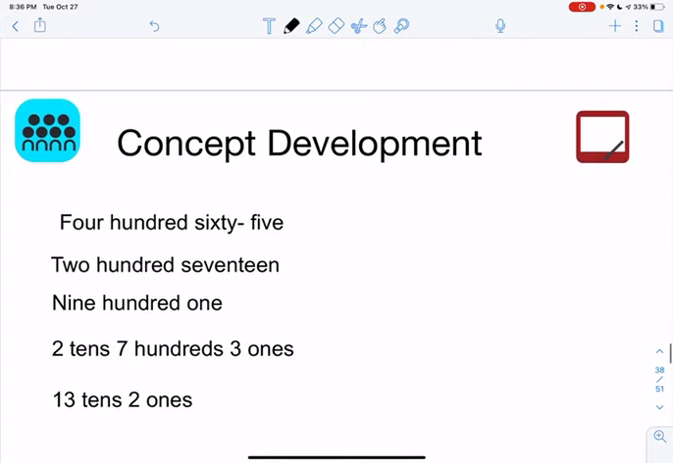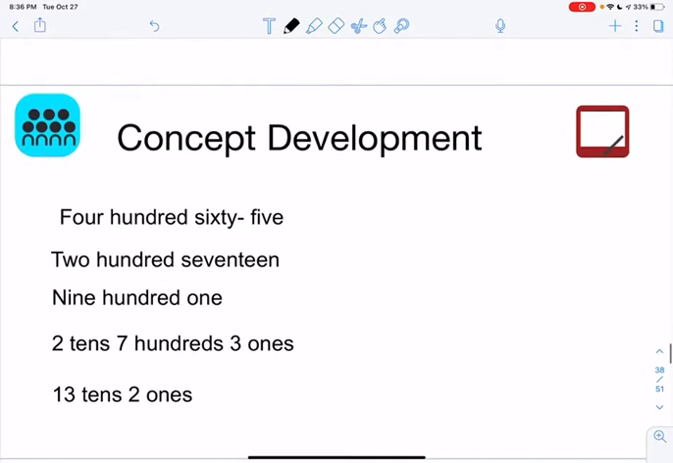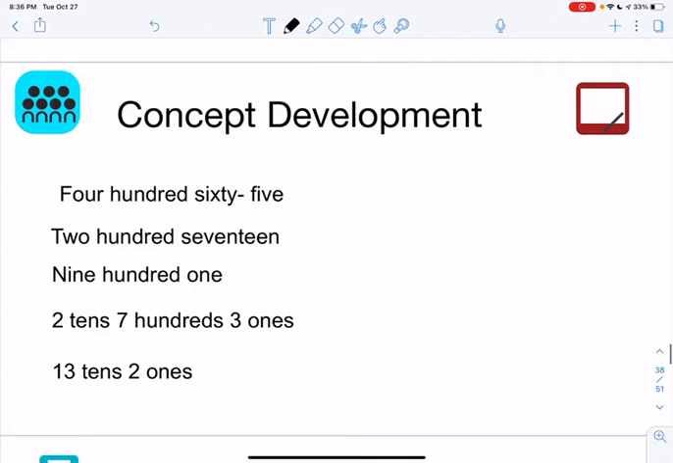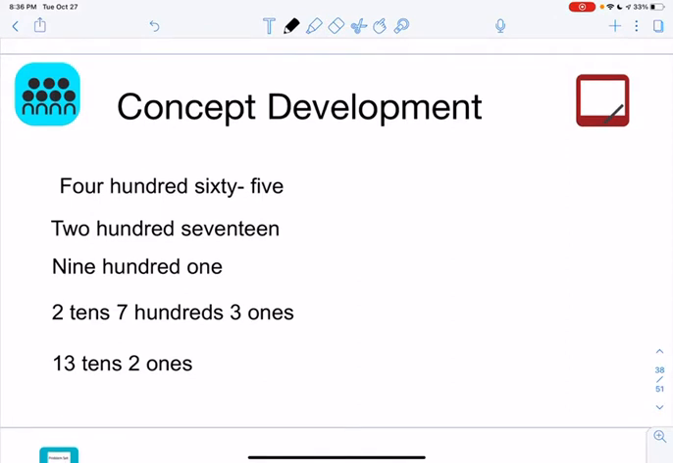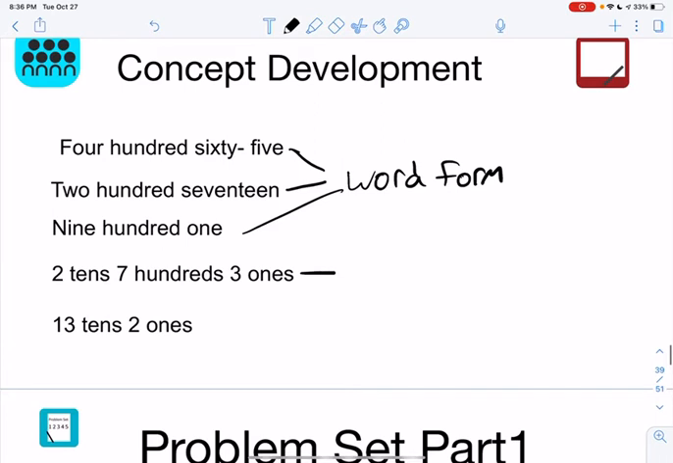Now, let's identify what each of these are. So this one, and this one are all written in word form. What is this one written as? Unit form. And what is this one written as? Unit form as well.